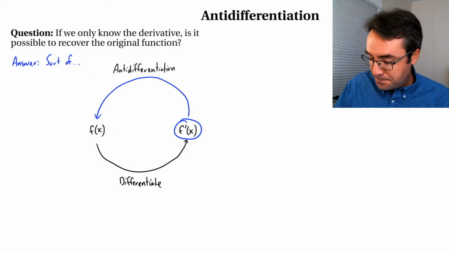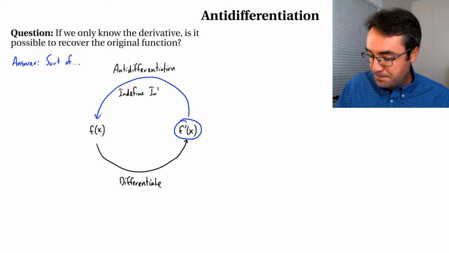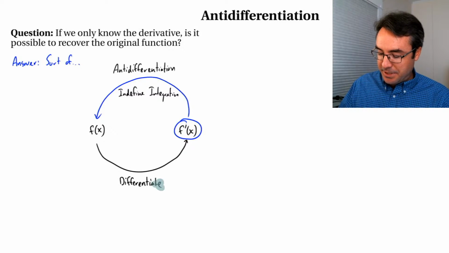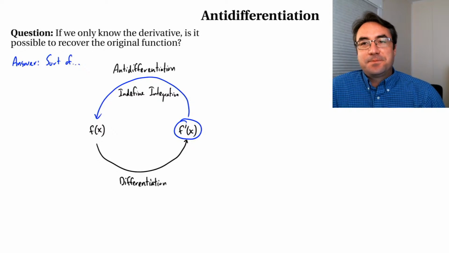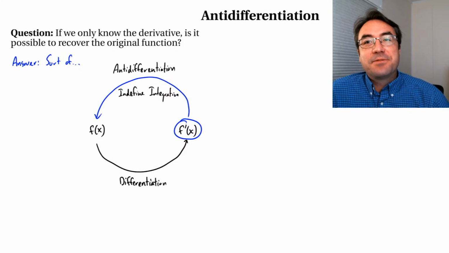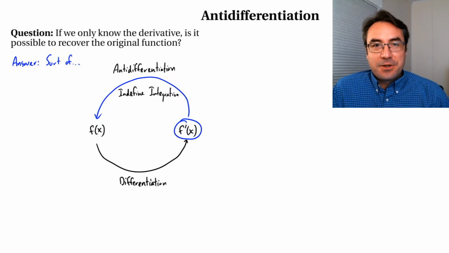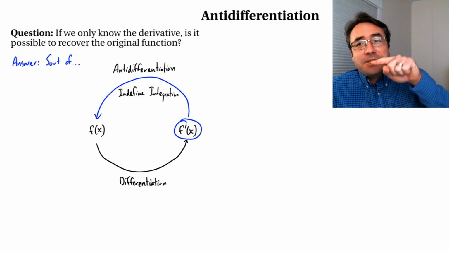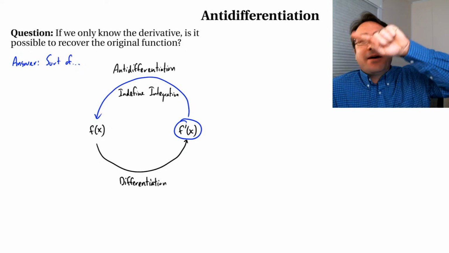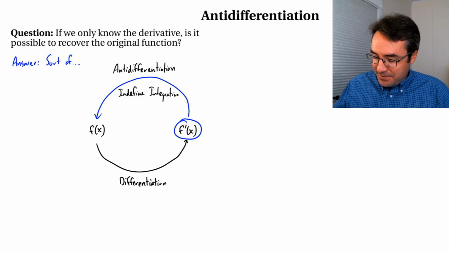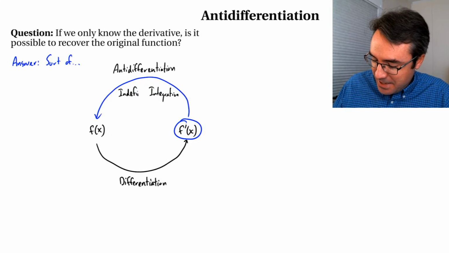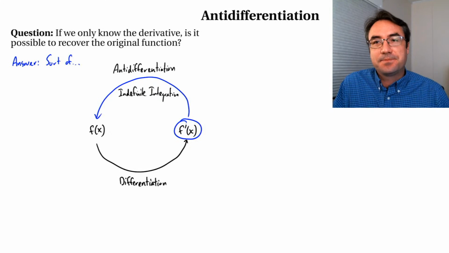Or indefinite integration. I want to change the word here to differentiation. So going from f to f prime is differentiation, and what we're going to call going from f prime back to f, we'll call it anti-differentiation, or, spelling today, indefinite integration.